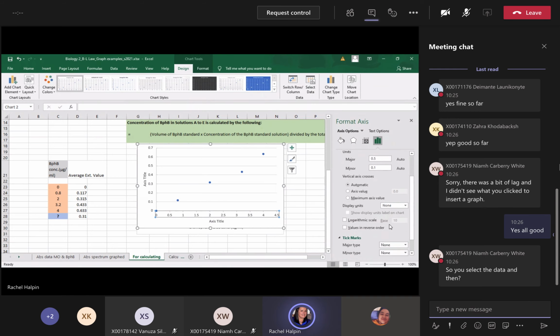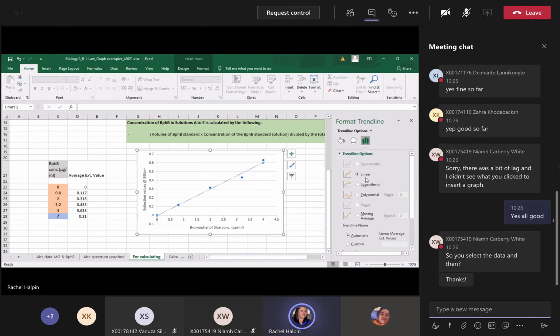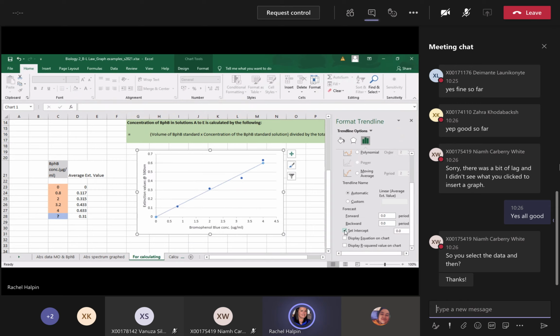So a linear trend line, you can see it's already selected, and I want to set the intercept to 0 so that it goes through the origin. I want to display the equation on the chart, and I want to display the r squared value on the chart. So I want to do all of those things. So you see that popped up just above the trend line. Y equals 0.1503x. That's the equation of the line, and the r squared, that just shows you how linear it is. So it's 0.995. So that's very good.